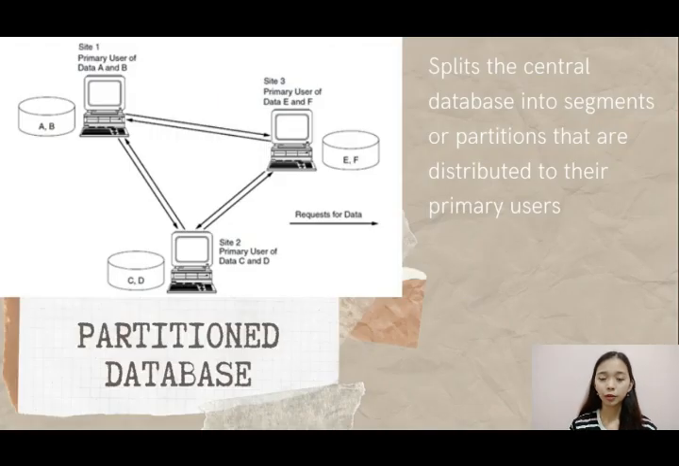Databases can be distributed using two techniques. The first one is the partition database technique. In this approach, the central database is split into segments or partitions that are distributed to their primary users. A database partition consists of its own data, indexes, configuration files, and transaction logs.